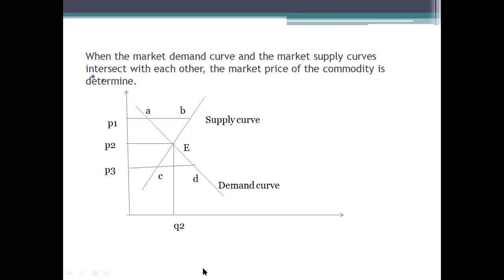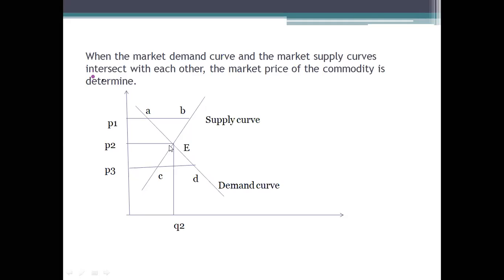First of all, we have to find out the point where market demand and market supply are equal. Suppose in this diagram, this is point E, where market demand and market supply are equal, because at this point both the curves intersect. So this is the point of equilibrium. From this point, if we draw a perpendicular line to the price axis, the y-axis is the price axis, then we will determine the equilibrium price. Clear?